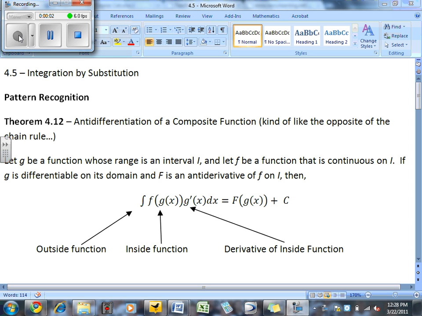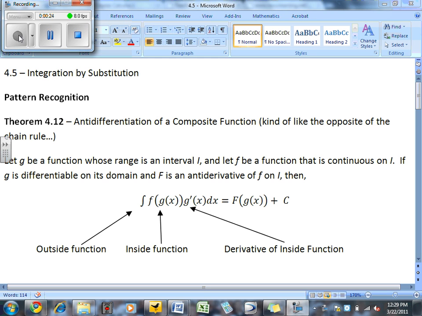Section 4.5 is getting a little deeper into integration and offering a few more suggestions on how to integrate. What we're going to look at first is pattern recognition. We're going to talk about it, but I'm going to show you the u substitution way because I think it's a lot easier, and I think you're going to use it a lot more.